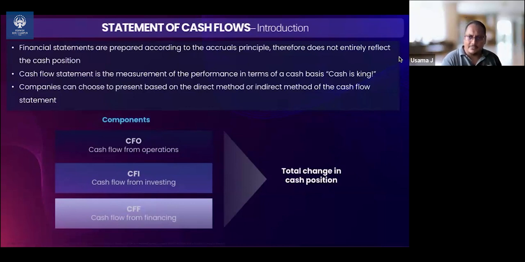Cash flows from operations will show the revenue generated, the direct costs, the salaries, all relating to the operations of the business. As a result of the company being in operation for this period, what was the cash, not profits, what was the cash generated?